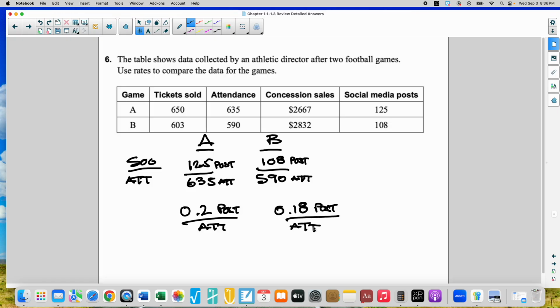So I'd say that game A affected things more socially. Okay, so it has more posts per attendee. And the answer in the book is going to give you lots of different ones because we could have chosen any different piece of data.